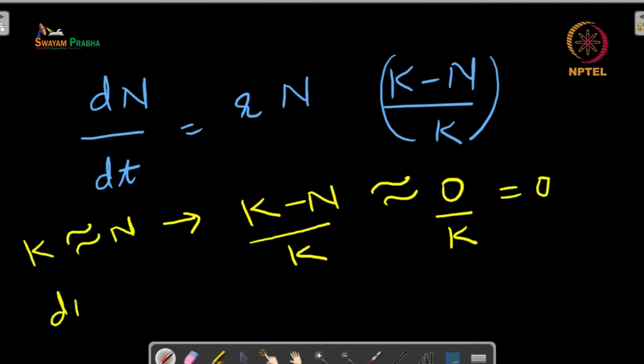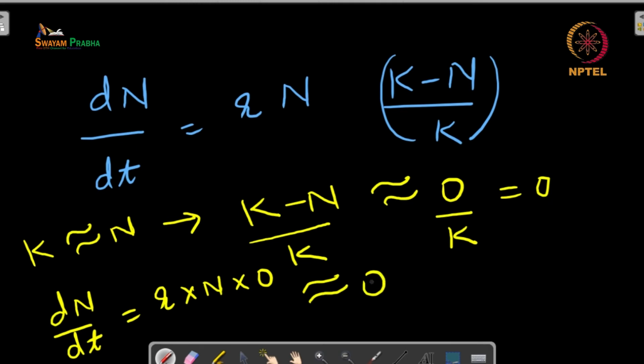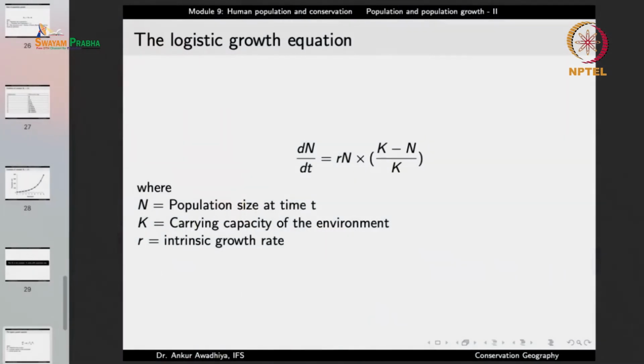So in that case we can write that dN by dt is r into N into something that is approximately equal to 0. So this is approximately equal to 0 itself. Or in this case, dN by dt is approximately equal to 0, meaning that with time there is no change in N. There is no change in the population size, which means that the population size is now a constant. It does not increase at all. So this is what the logistic growth equation actually suggests.